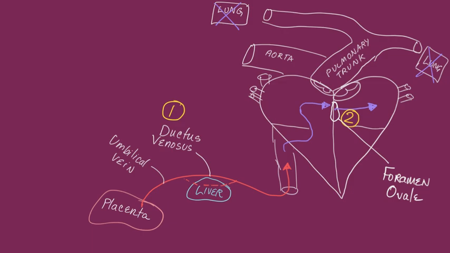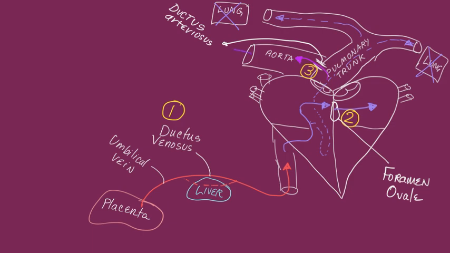The rest of the blood that is not flowing directly into the left atrium does go through the pulmonary trunk, and again there is another shunt along the way. The blood can also be shunted directly into the aorta to avoid sending it to the lungs. This shunt is called the ductus arteriosus, which is the third modification of the fetal circulation. The ductus arteriosus also closes around the time of birth.